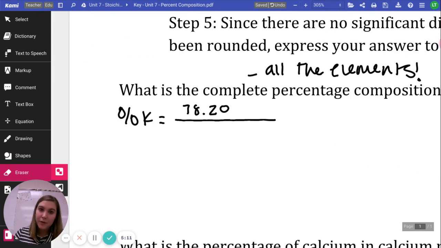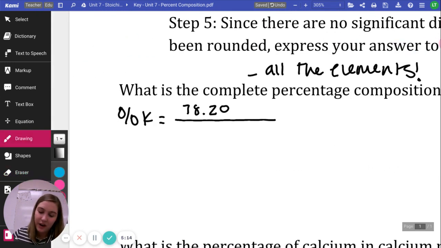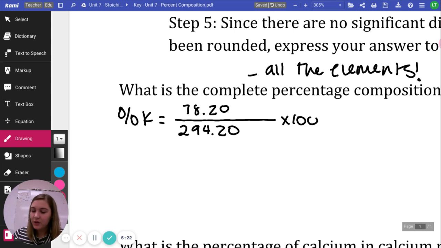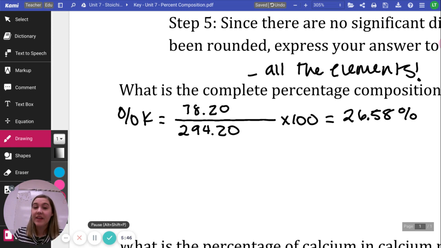That is divided by the total molar mass of my compound, which we just solved for, 294.20, times 100. Then just plug it into your calculator: 78.2 divided by 294.2 times 100, and we'll round it to 2 decimal places. I got 26.58%, and that's our percentage for our potassium.